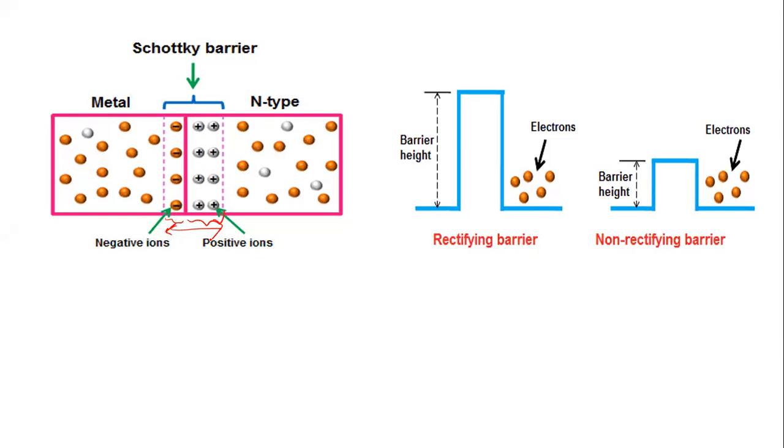Usually in the metal-semiconductor junction, the depletion width extends towards the semiconductor region, and since a metal already has a large quantity of free charge carriers, the depletion width is usually very thin.